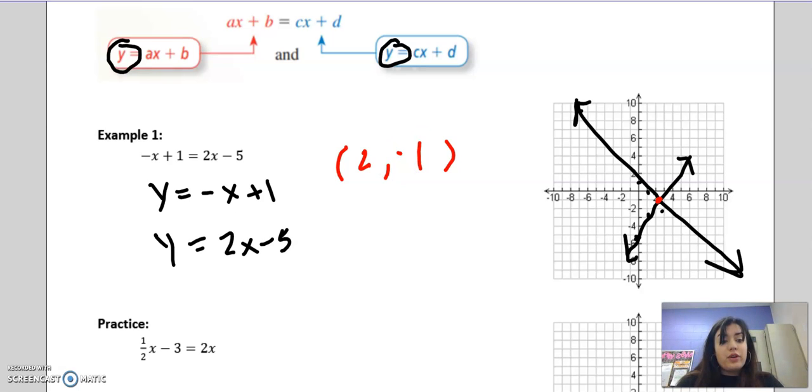And this is no different from the last sections. We can plug in 2, we can plug in negative 1, and if we're plugging into the left, we have negative 2 plus 1 equals negative 1. That's good. If we plug in x and y to the second one, we have 2 times 2, which is 4. 4 minus 5 is negative 1, so that is good as well.